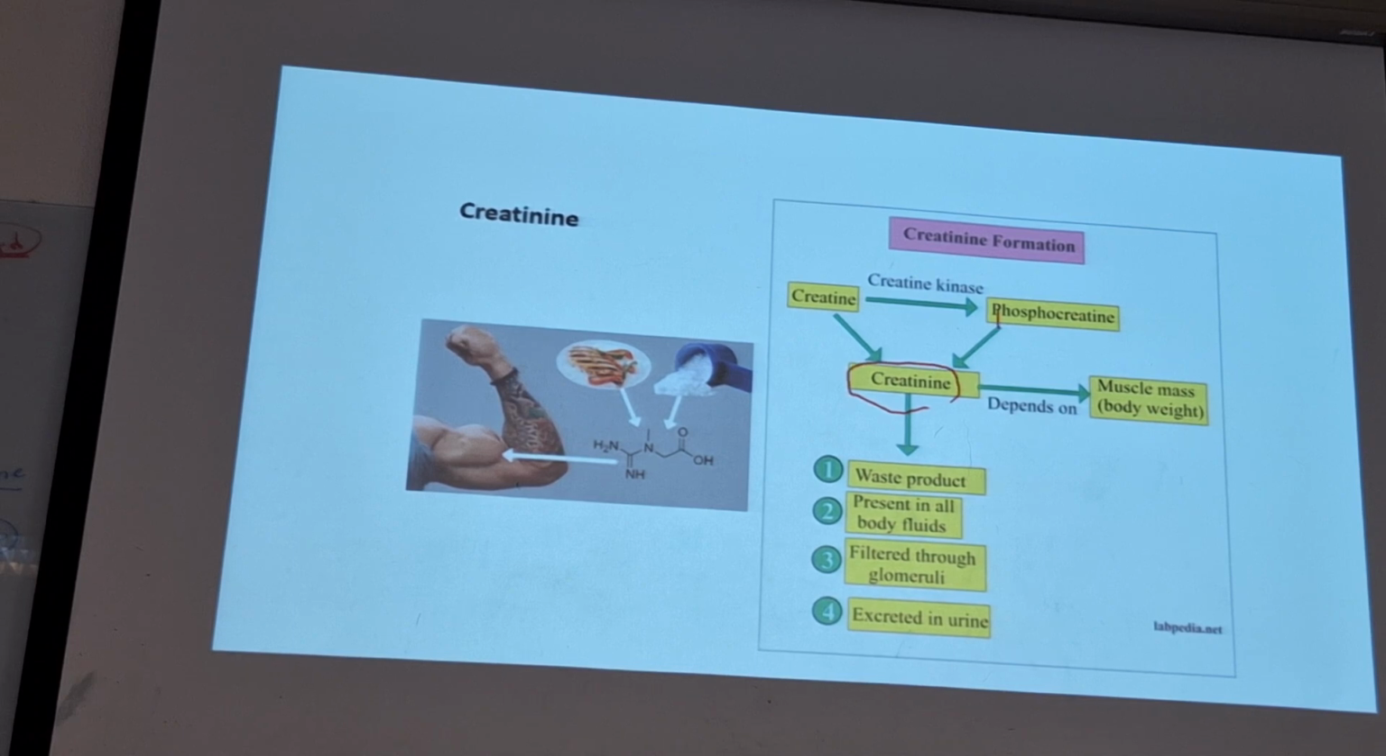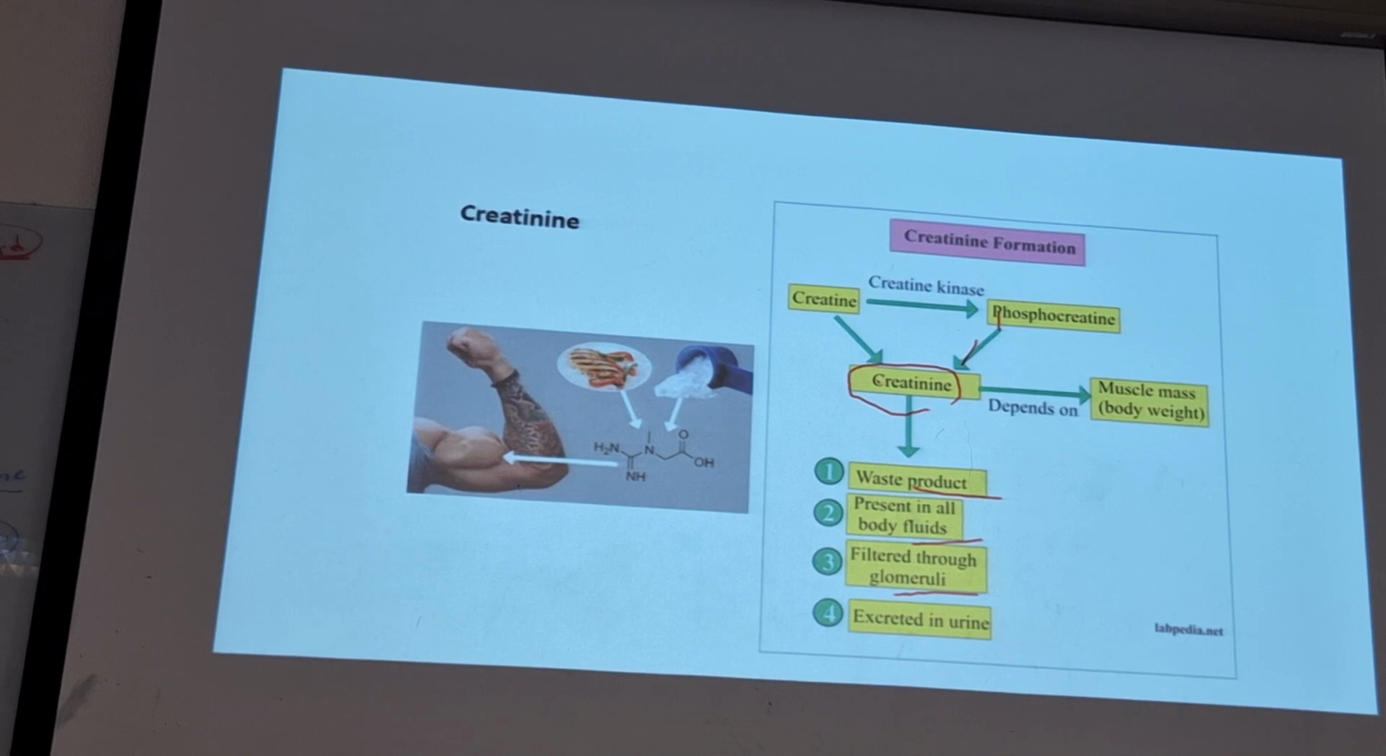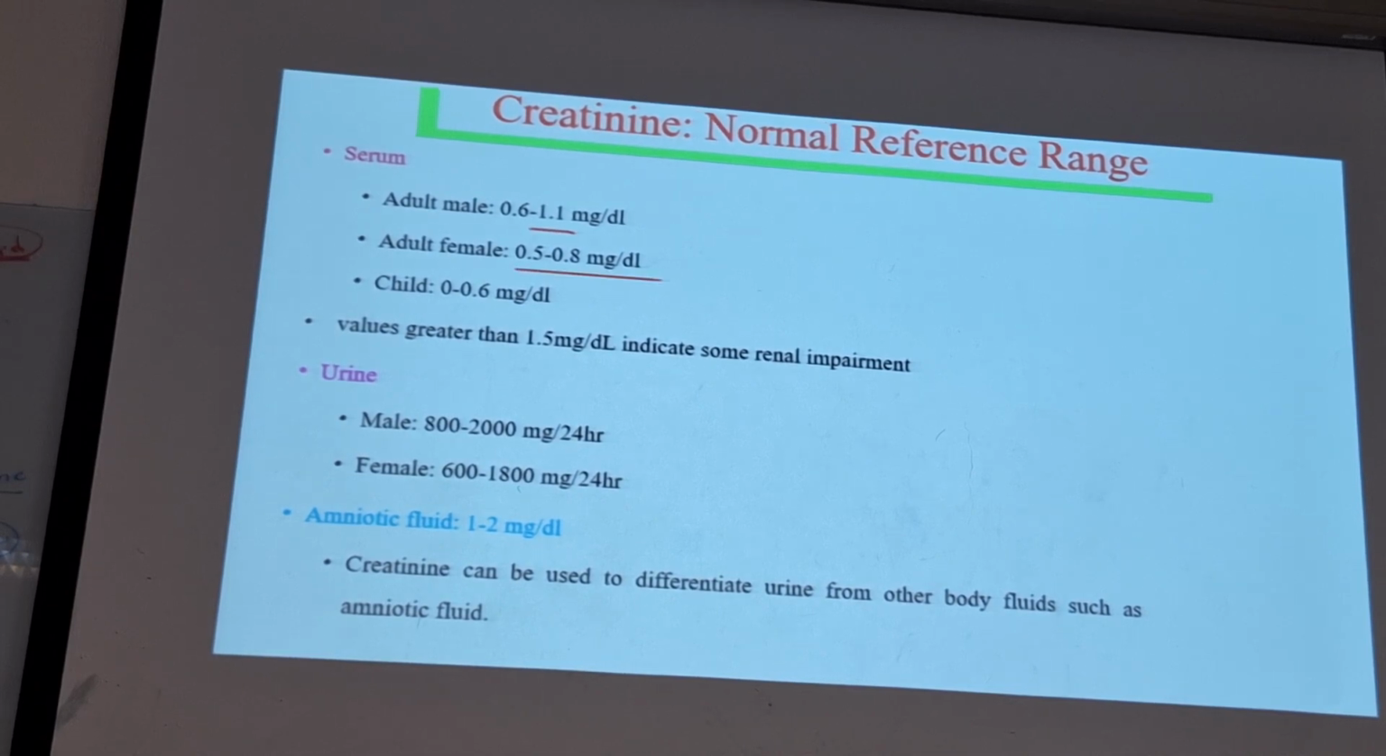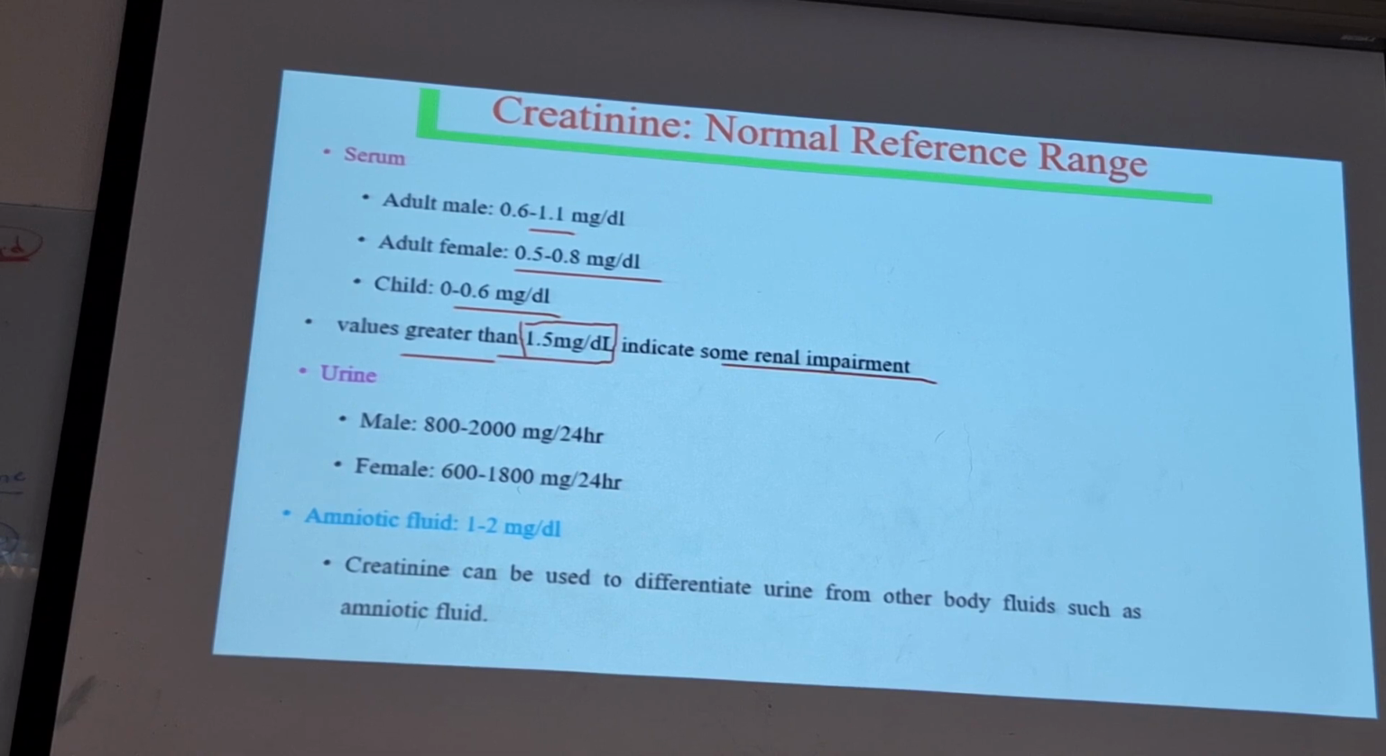Both phosphocreatine and creatine can convert to creatinine. It is a waste product present in all body fluids, filtered through the glomeruli and excreted in the urine. The adult serum concentration is near 1, female near 0.8, child 0.6. A value greater than 1.5 indicates renal failure.